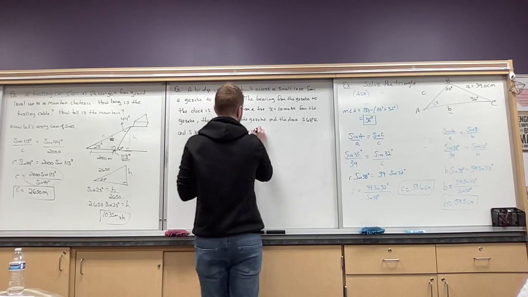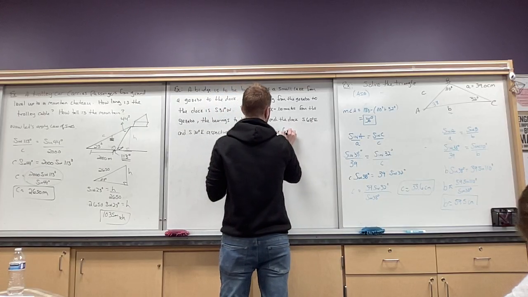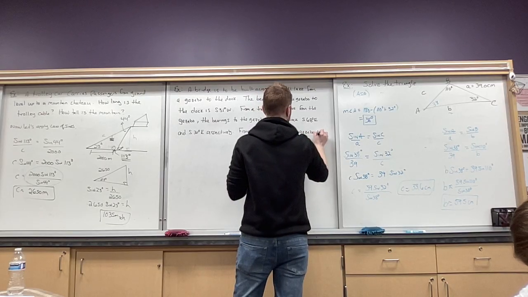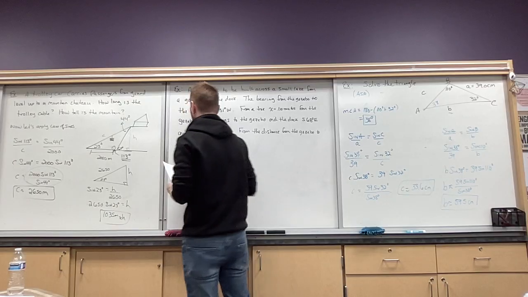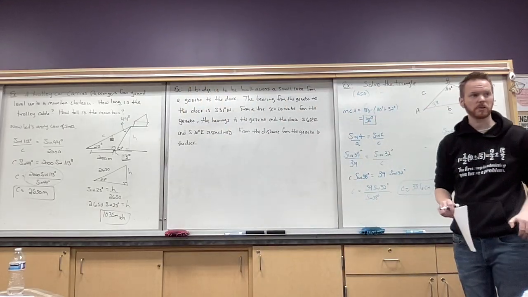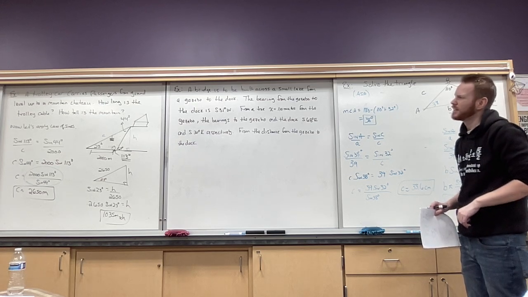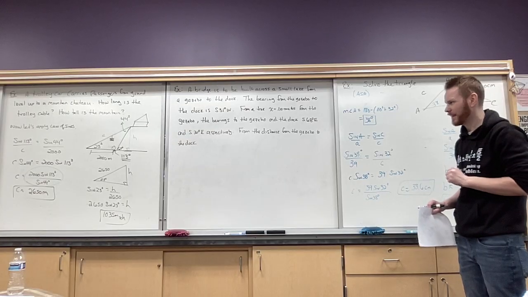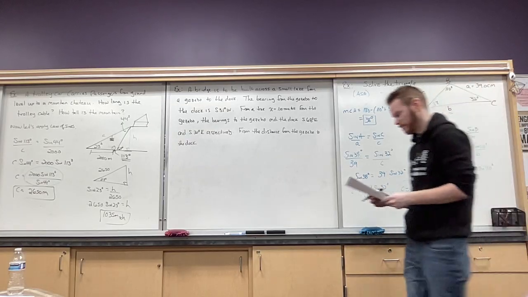Our task is to find the distance from the gazebo to the dock. Okay. And by the way, this does come with a picture. Is there enough information? Well, you know it has to be a triangle, so you could create a triangle with those measurements, but I will give you a picture.